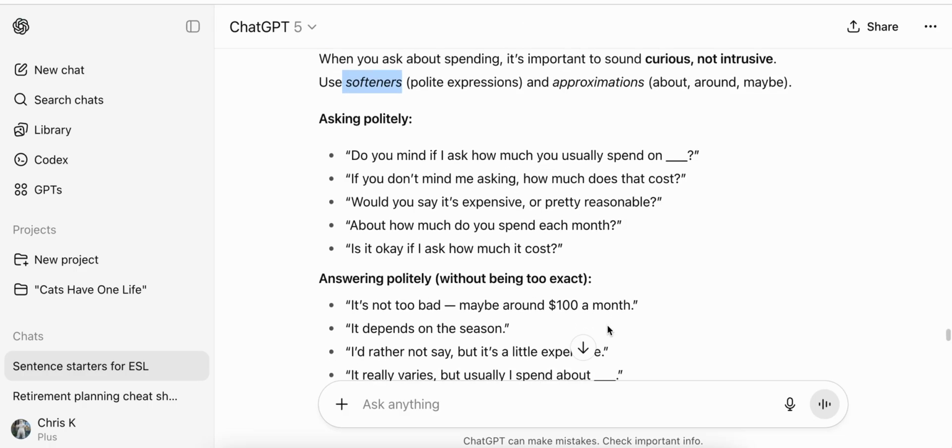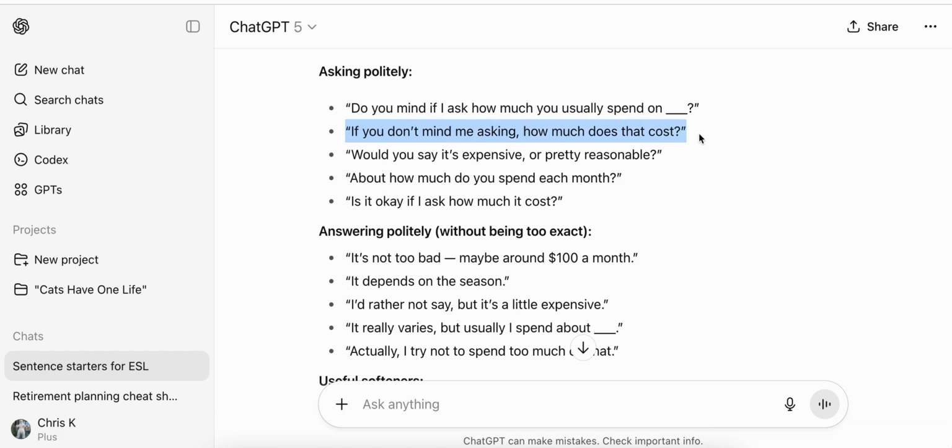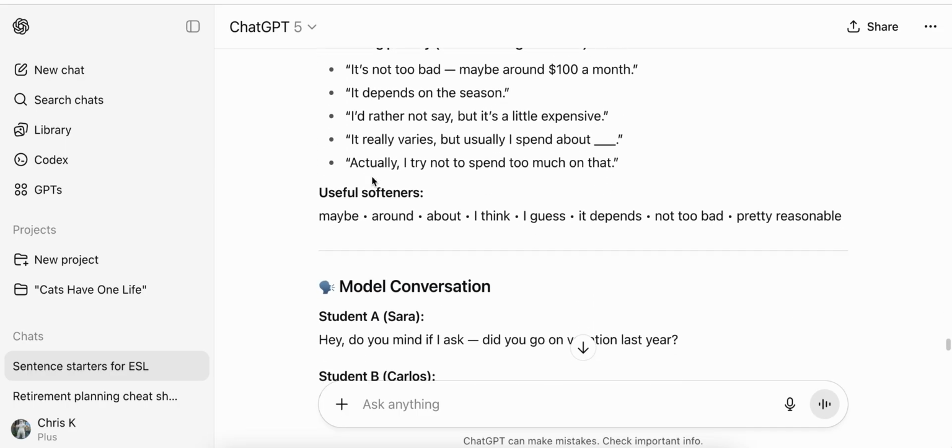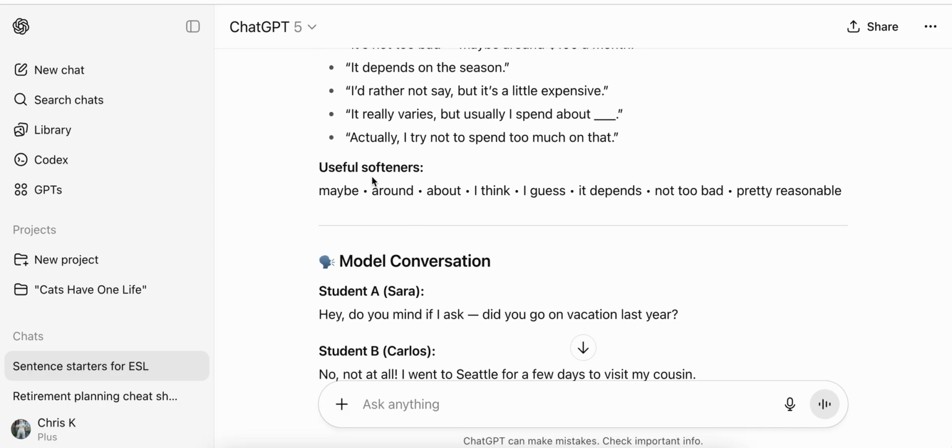Okay, so if you don't mind me asking, how much does that cost? About how much do you spend each month? Do you mind if I ask you? So these are great. Maybe you don't use all of these, but at least it's a good reminder to the students as well. Because when they go out there in the real world and use English, it's not going to be like their ESL classmates, right? People may not want to talk about this. People may feel hesitant to talk about it. People may think it's strange to talk about money. So just some things to think about.